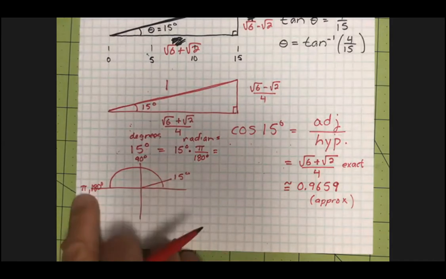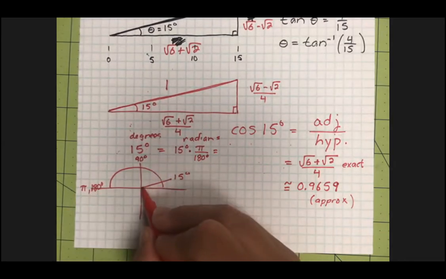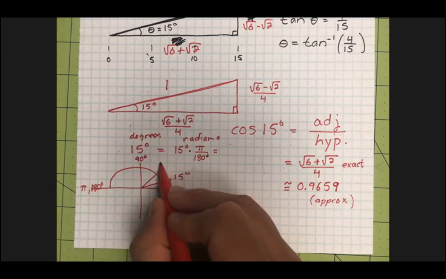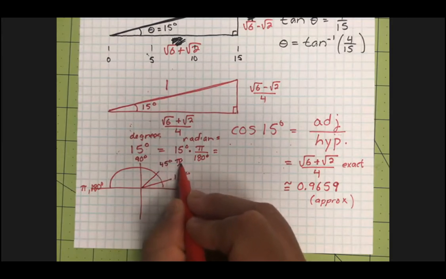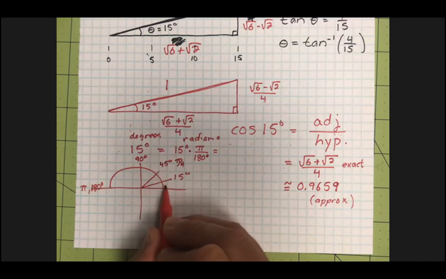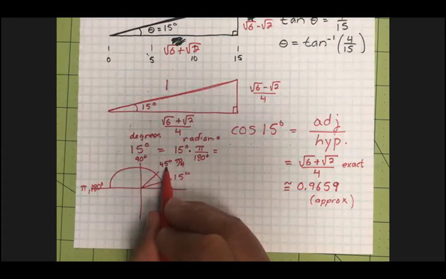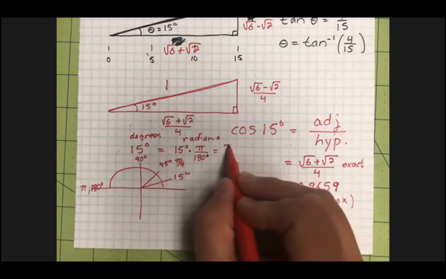90 degrees is half of pi. 45 degrees is 1/4 of pi. And 15 degrees is 1/3 of 45. So 15 degrees is 1/3 times pi over 4, which is pi over 12.